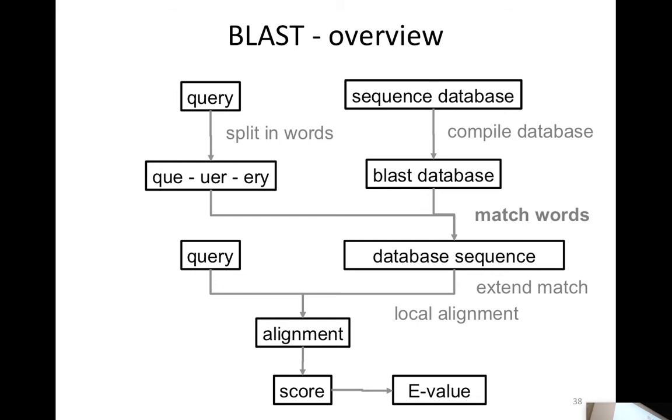Then for every possible database sequence that has a good enough word match, and then also a good enough local alignment, given the threshold here, you generate a full alignment, then a bit score is calculated, and then finally an e-value is calculated. So as I said, typical output would not be a single alignment, but a whole list of alignments for sequences in your database that are similar to your query.